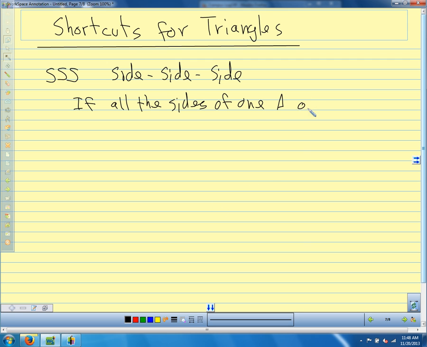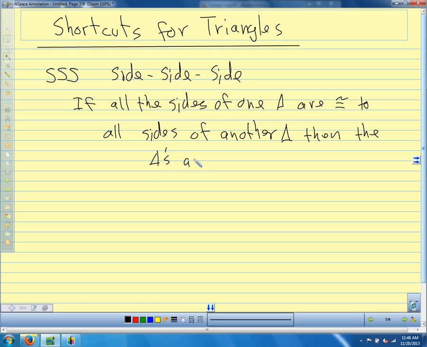So if all the sides of one triangle are congruent to all sides of another, then the triangles are congruent. And if you want to mark the drawing on your graphic organizer, your drawing looks kind of like this, and you would mark your sides like that. So all the sides of one triangle are congruent to all the sides of the other triangle.